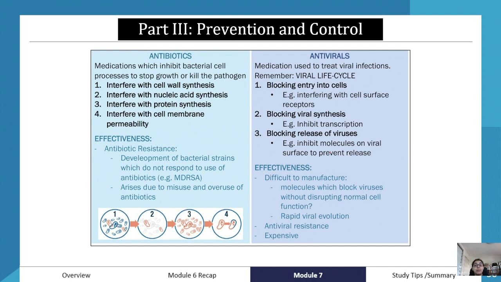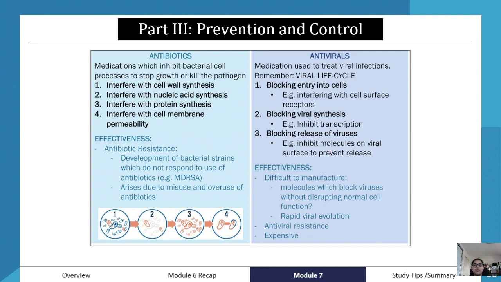but we have seen antibiotic resistance become a big issue recently. And the same thing happened with the antibiotics for malaria as well, the pathogen has become resistant to it. So with antibiotic resistance, there is the development of bacterial strains which do not respond to the use of antibiotics, like bacterial strains that adapt to the antibiotic and stop responding to it. That is what happened with malaria, and this arises due to misuse and overuse of antibiotics.